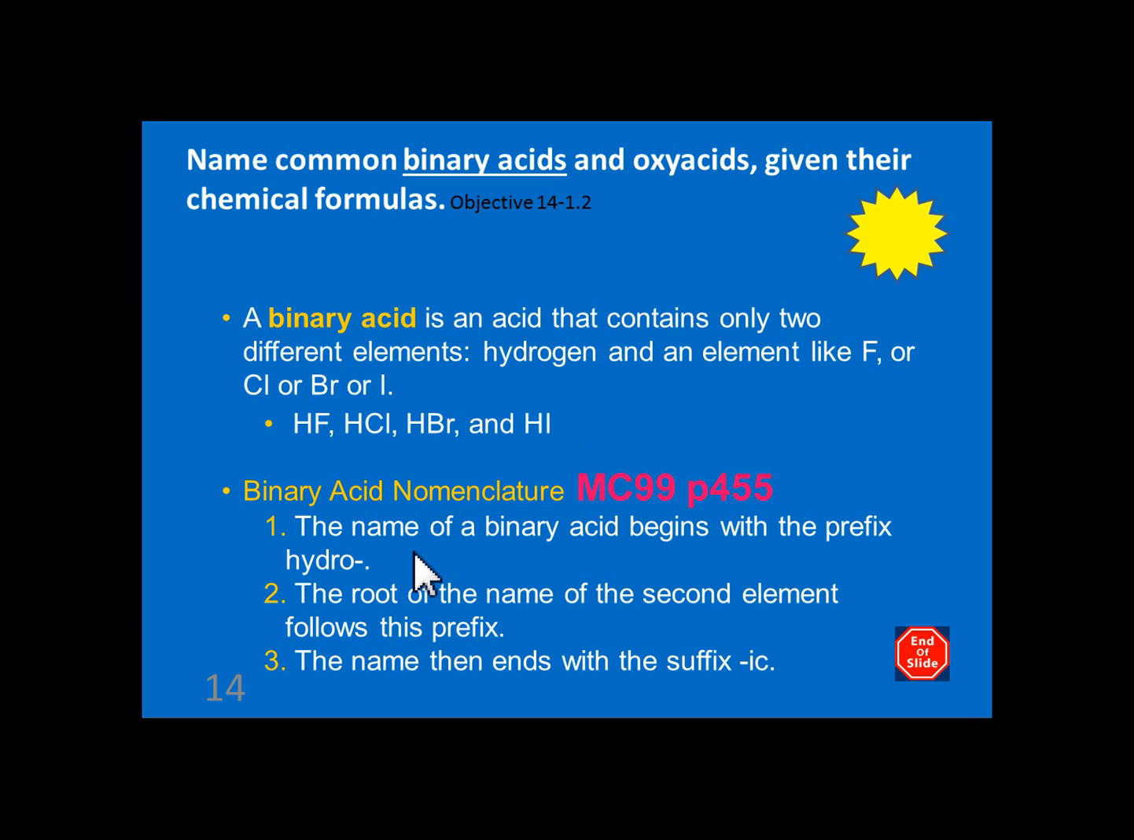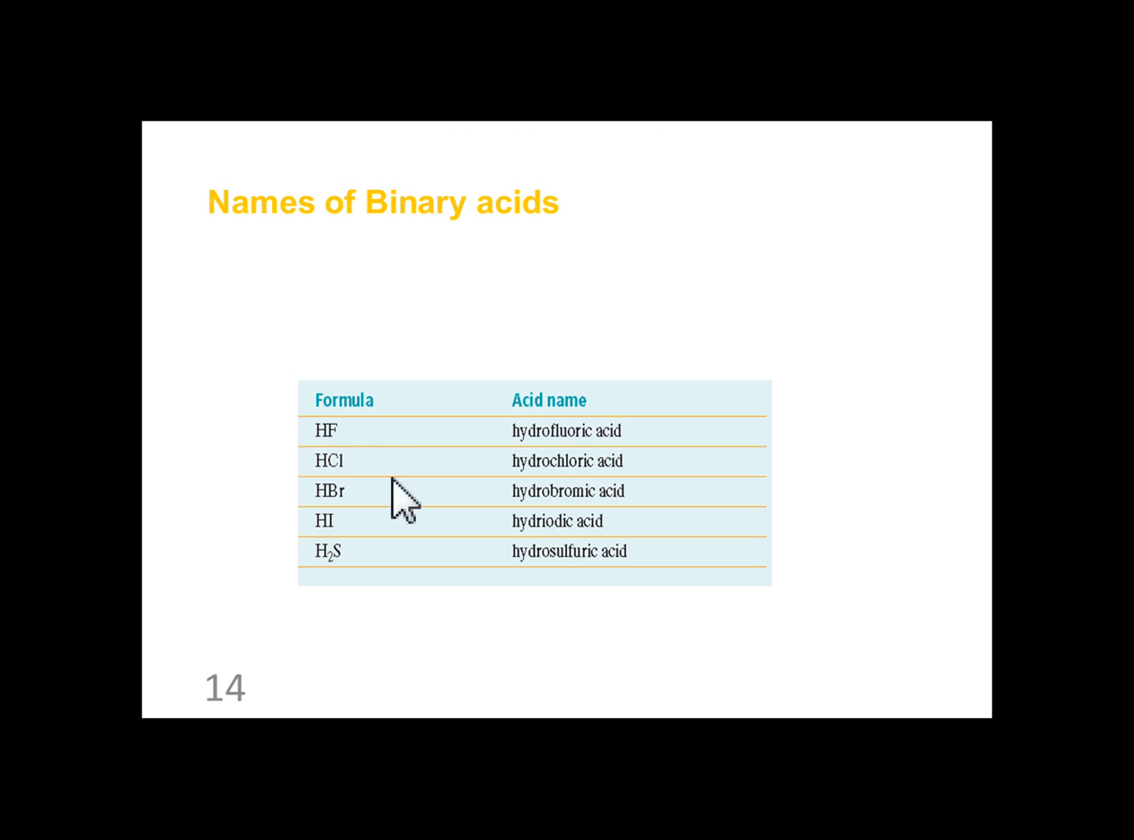So notice how these things are named. The name of the binary acid begins with the prefix hydro, followed by the root name of the second element, and then ending in the suffix ic. So here they are. We have hydrofluoric acid, hydrochloric acid, hydrobromic acid, hydroiodic acid, hydrosulfuric acid.